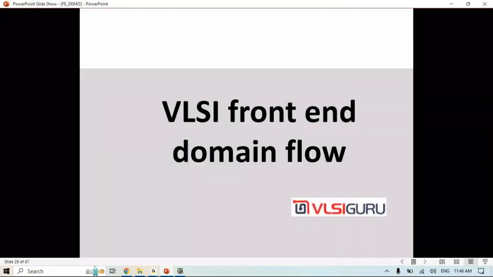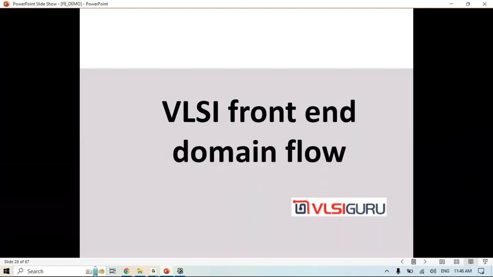Now let us briefly talk about VLSI front end domain. Okay, let me revise again. In VLSI, how many major domains are there? Two: front end domain, back end domain. Front end domain starts with requirements till the time we do verification and basic DFT. Back end domain starts with what? Synthesis, ends with post silicon validation and then packaging.